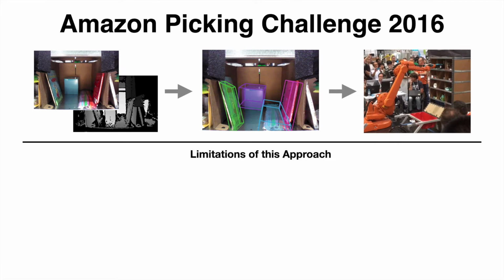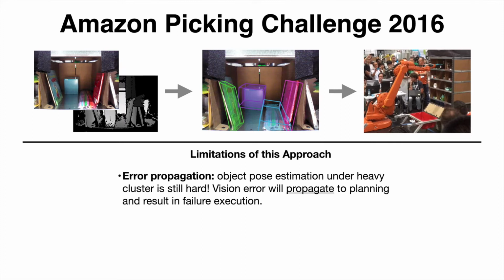However, this system does not work as well as we expected. So here are some major issues. First is the pose estimation accuracy. Even today, pose estimation under heavily cluttered environments is still a very, very challenging computer vision task. And what makes it even worse is that the error produced by the vision algorithm will propagate to the planning system and result in failed execution.